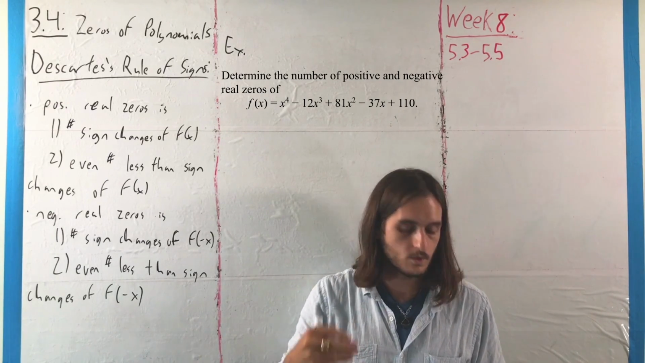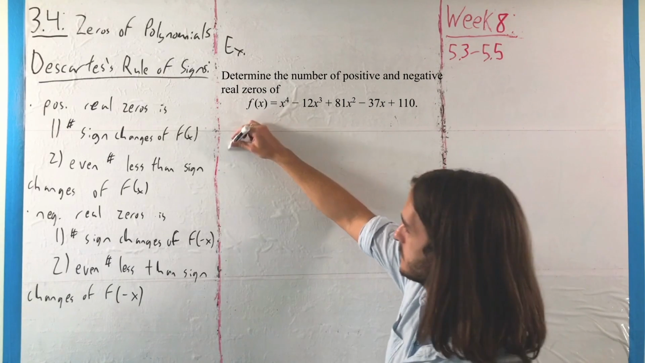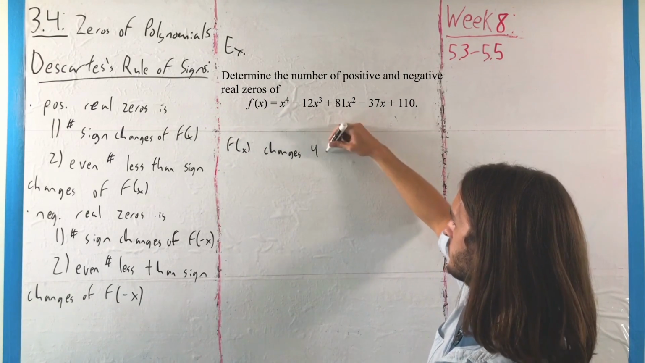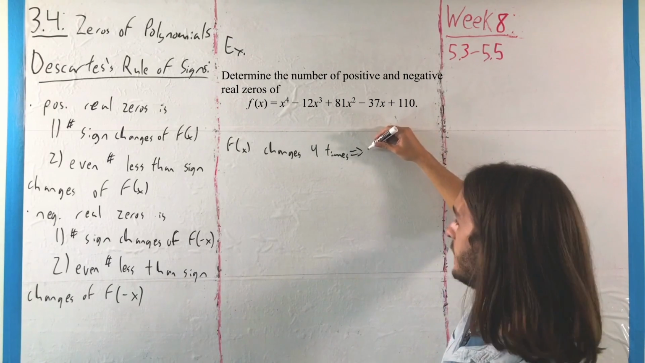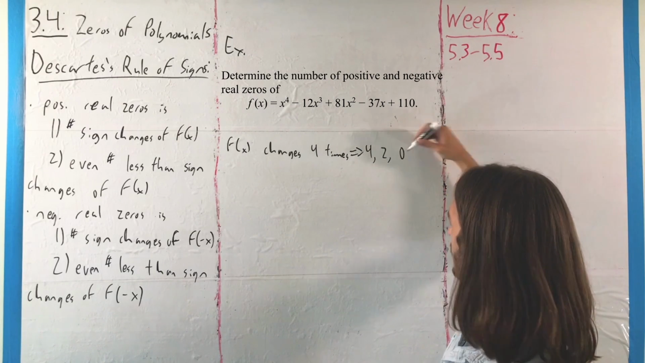So from Descartes' rule of signs, because f of x changes signs 4 times, that means we have either 4 positive real roots, or 2, or 0 positive real roots.